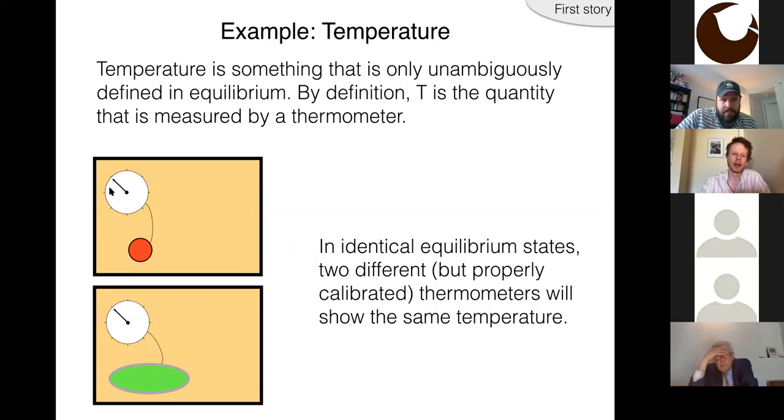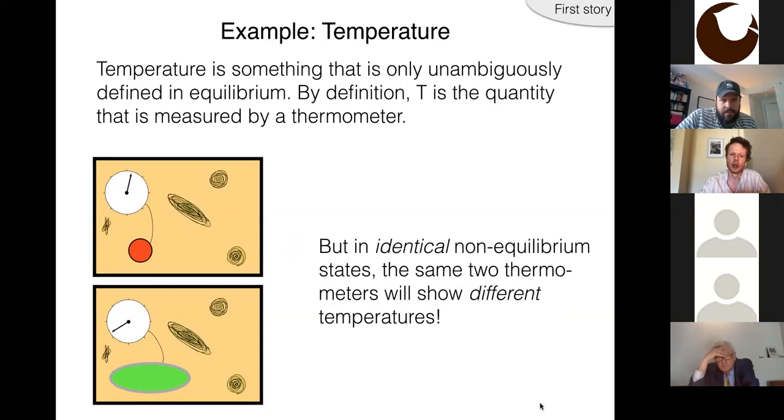Now, however, let me take the same two thermometers and place them in identical non-equilibrium states. Something is happening here, but these are two identical non-equilibrium states, and I place the same two thermometers in them. Now my thermometers will show different temperatures. And of course, it's easy to understand why. The heat conductivity of these walls may be a little bit different. The property of the red material and the green material may be different. The shape of these thermometers will be different. So in general, these thermometers will show two different things, even though they used to show the same thing in equilibrium.